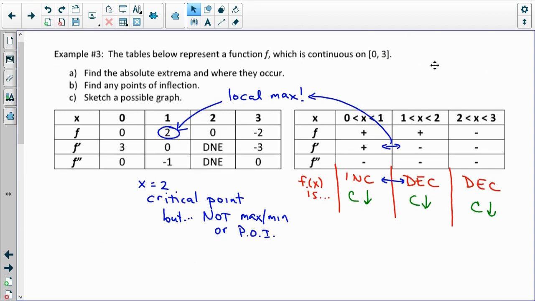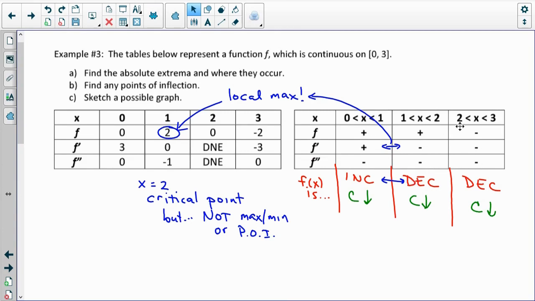If I look at example 3, I already kind of have everything written out right now. So if I take a look at the sign chart that I'm given for f prime and f double prime, that can give me hints about f of x. So f of x is increasing and concave down between 0 and 1. It is decreasing and concave down between 1 and 2. And it is decreasing and concave down between 2 and 3. That I can get from the sign chart.